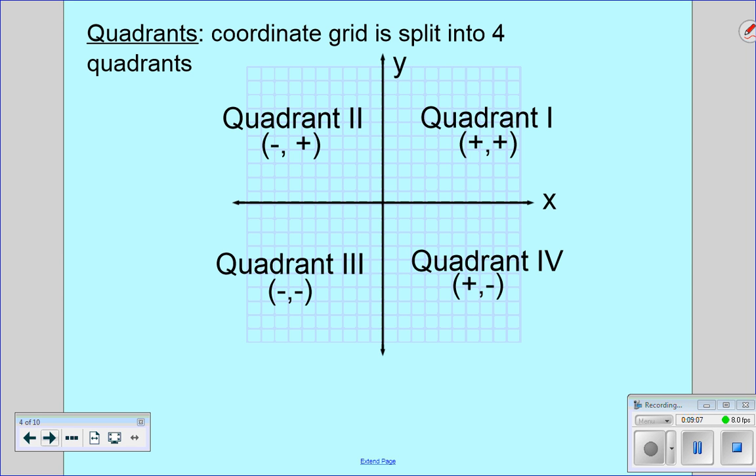Okay, something else you need to know, and you can put this either in your notebook or label it on the graph we just did, is quadrants. The coordinate plane is split into 4 different quadrants: 1, 2, 3, and 4, and it goes counterclockwise, the opposite of a clock. You might be wondering what these things mean, and I'll tell you after we're done writing.